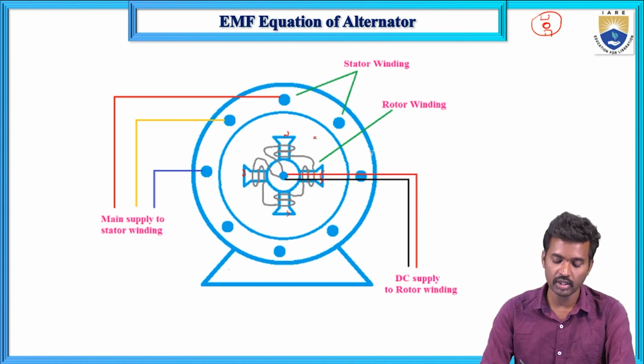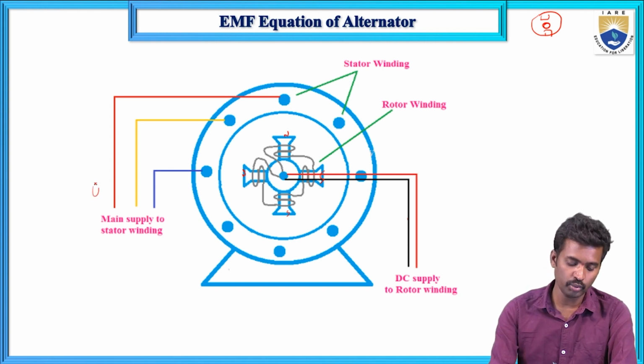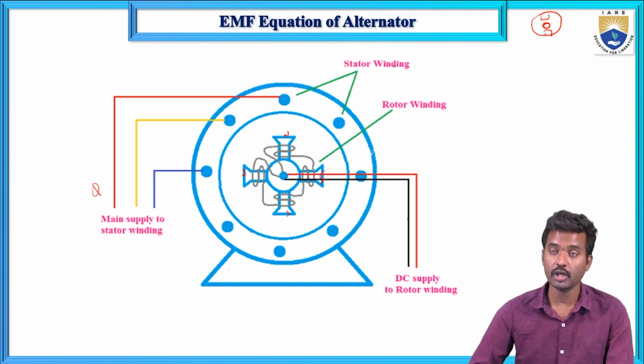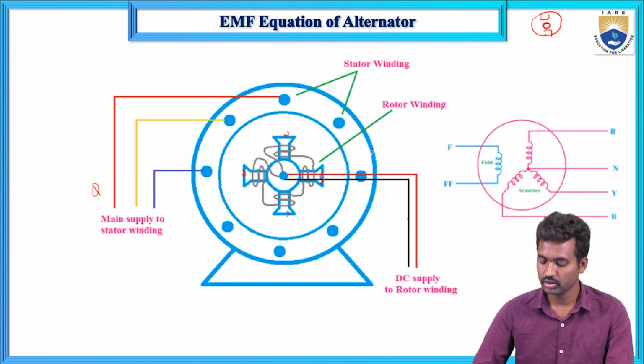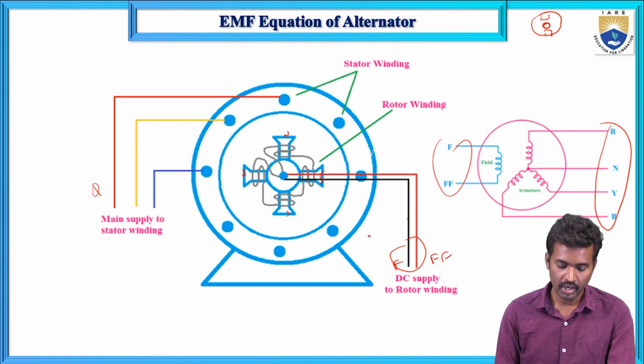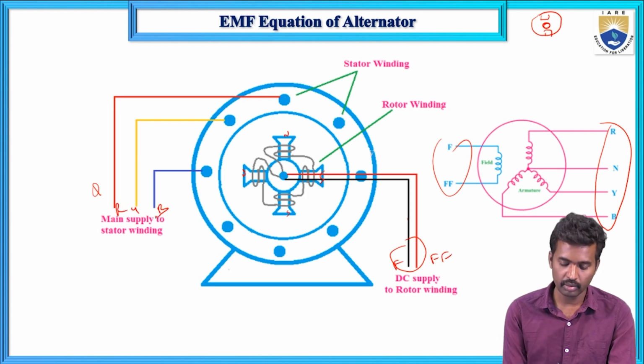Armature is stationary and field poles are rotating, and this is the field winding. The field winding is rotating and is excited with a separate source, that is a DC supply for this rotor winding. The rotor winding is the field winding and the stator winding is the armature, which gives the output. The three-phase supply is taken out from this. So this is the final diagram: this is the output, this is the DC field F, and these are R, Y and B.